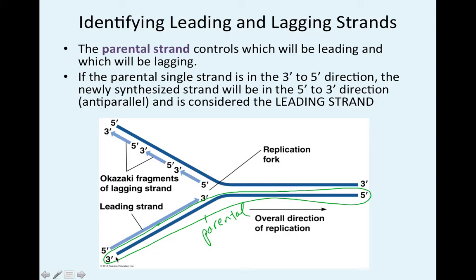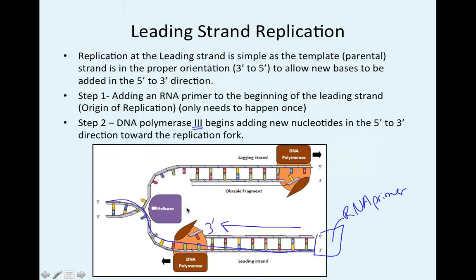Because I have my parental strand in the leading strand in the 3' to 5' direction, my new piece of DNA can now be added in the 5' to 3' direction, the direction that we want DNA polymerase to go. If you start here, here's 3' to 5'. The newly synthesized DNA strand will be made in the 5' to 3' direction, and it's a very easy process. So we can just keep going and adding in as helicase breaks apart, adding in the 5' to 3' direction using DNA polymerase.